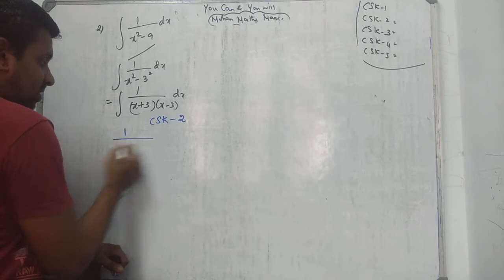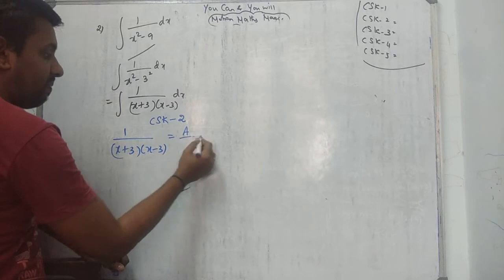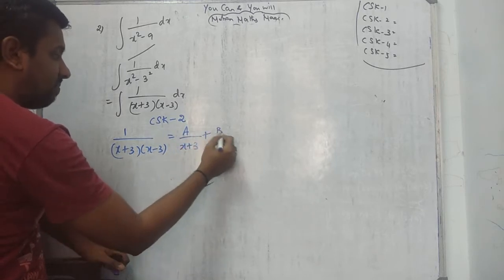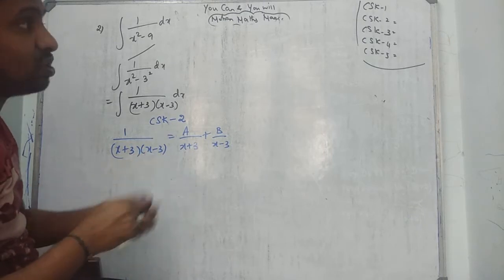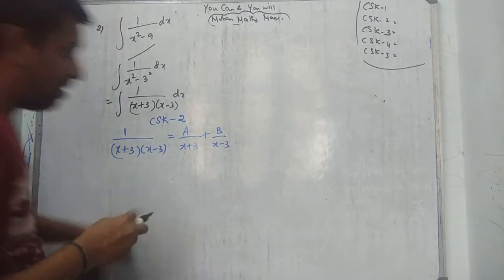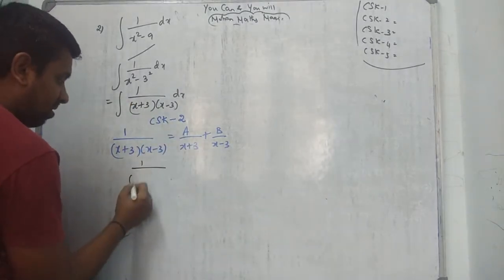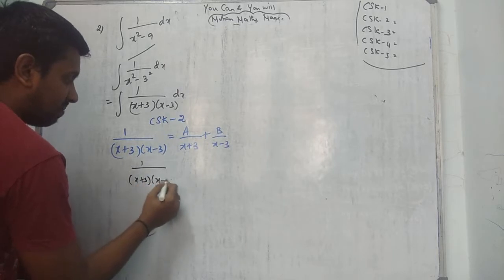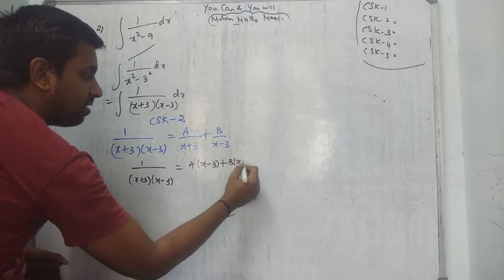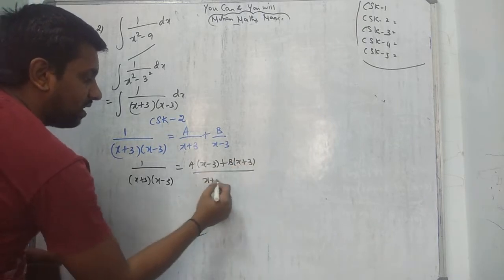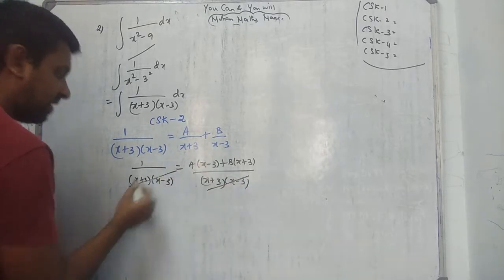So without putting the integral symbol, 1 upon x plus 3 x minus 3 equals a upon x plus 3 plus b upon x minus 3. For this sum also I will do both the methods to find a and b, because you should know both the methods. Okay, method number 1, the easy method. Just cross multiply: a into x minus 3 plus b into x plus 3 upon x plus 3 times x minus 3. For all the sums, the denominators will cancel.